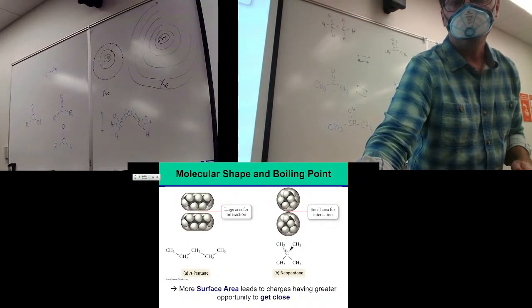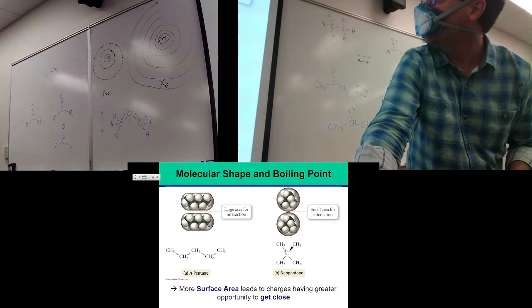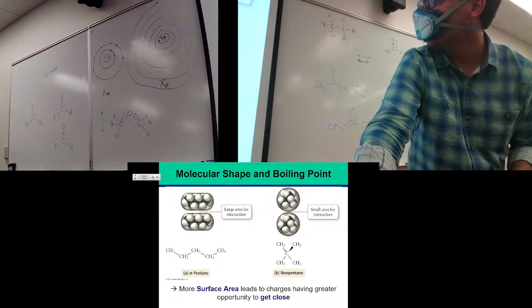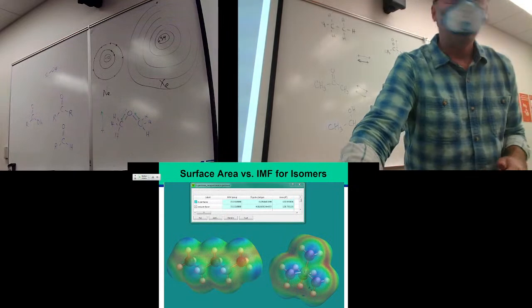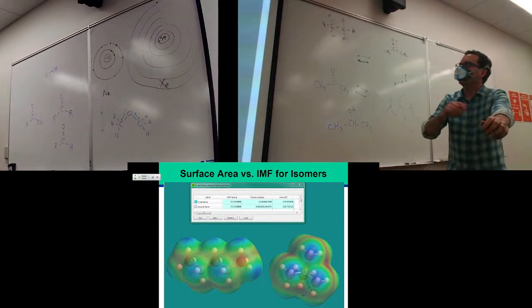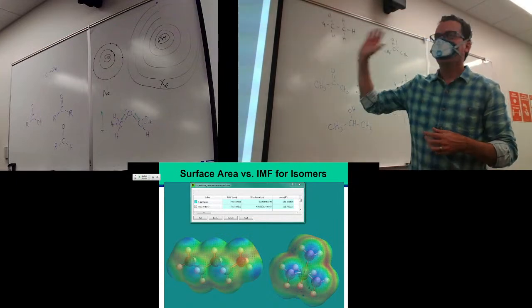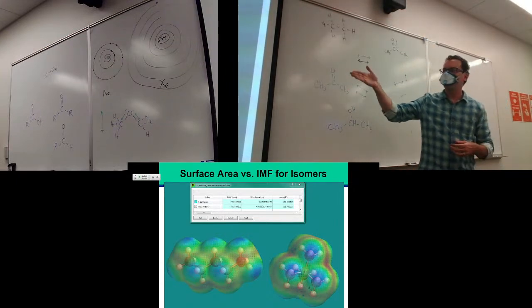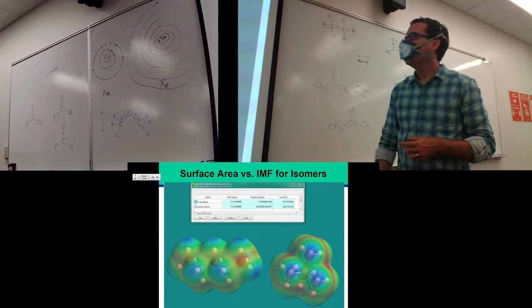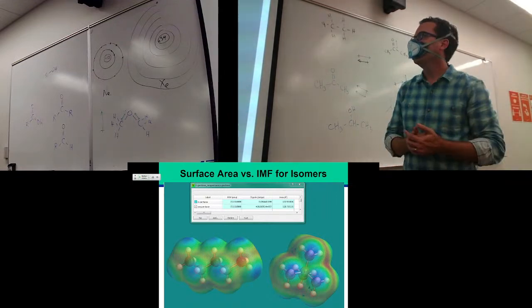There it is, same thing. Large area of interaction versus a smaller area of interaction. And we can prove it via other methods. I mean, if the boiling point wasn't enough, you can do computer simulations. So in 221, our last lab, we did electrostatic potential calculations. This is very similar with Spartan.